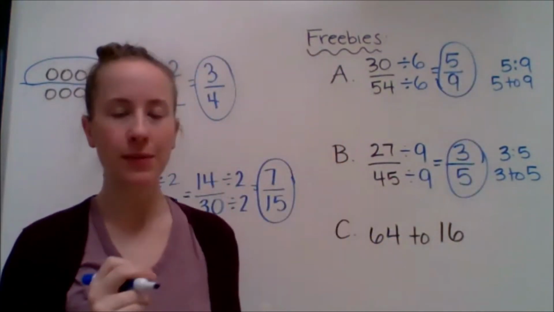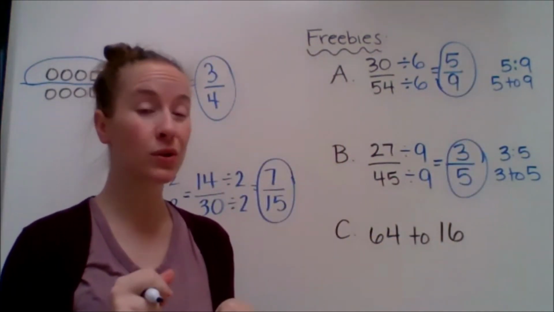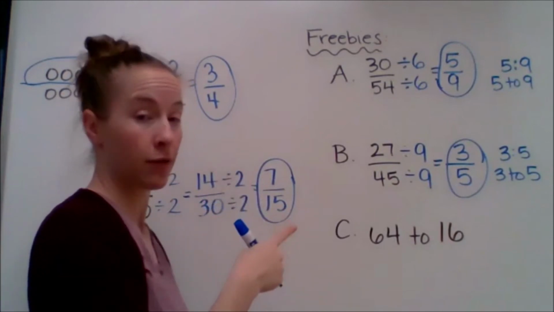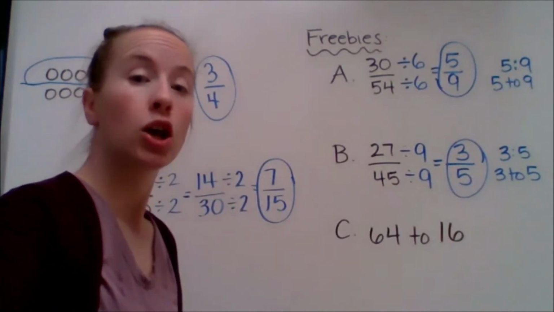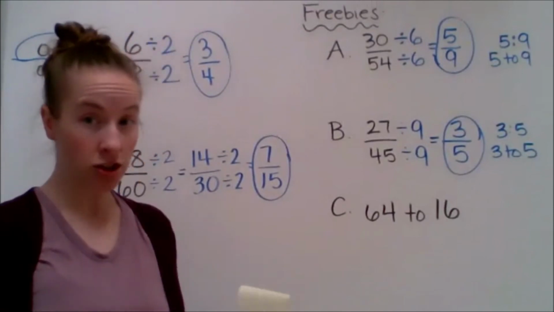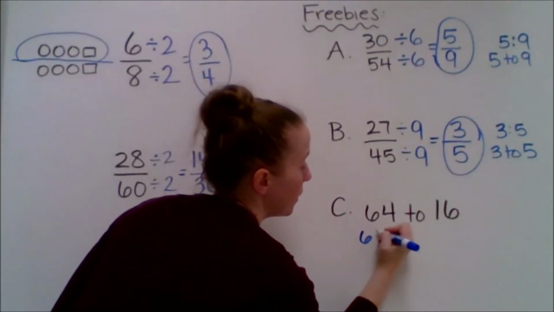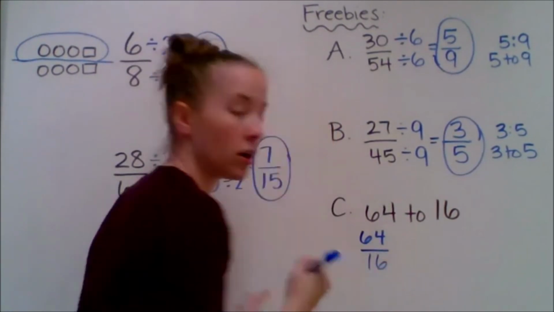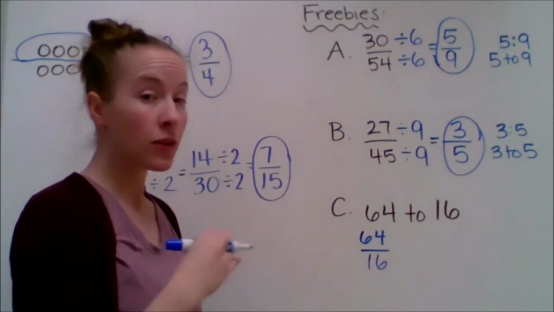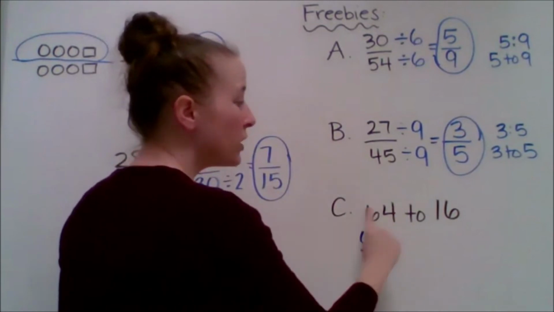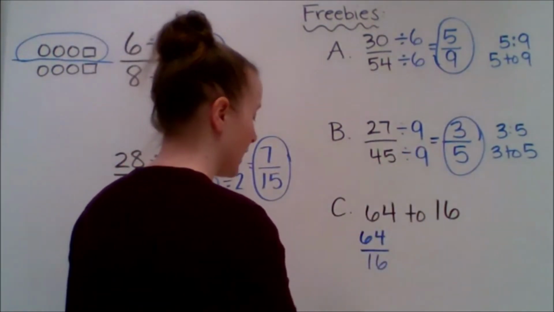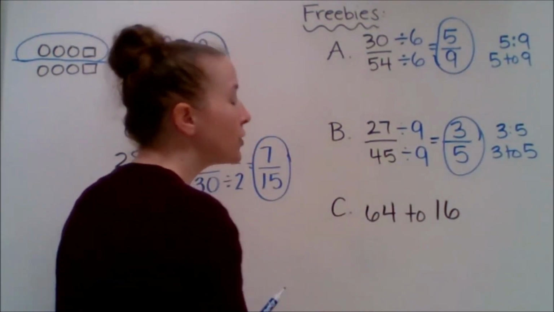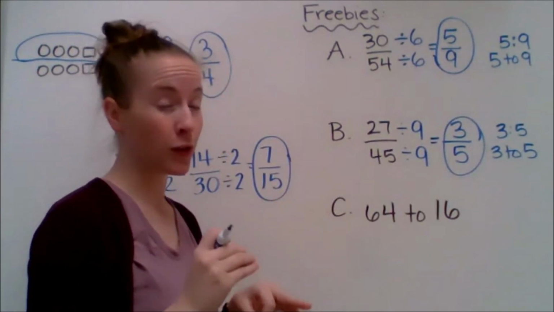Okay, my last freebie is card C. Now this ratio is written a little bit differently. So it doesn't look like a fraction. So you have some options. You can rewrite it like a fraction if you'd like. So some people start with their first number on top, 64, and 16 goes on the bottom. And then they simplify it. So that's one way to do it. Or you can just keep it the way that it is written. And you can just do the same thing you would do for a fraction.